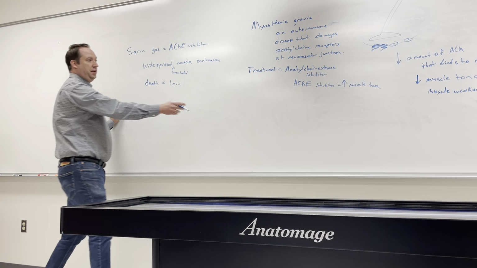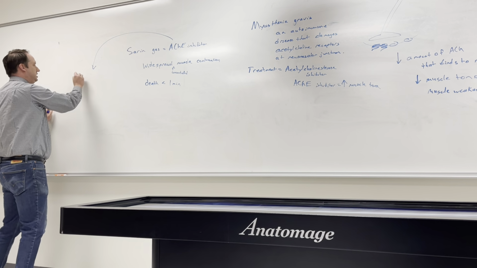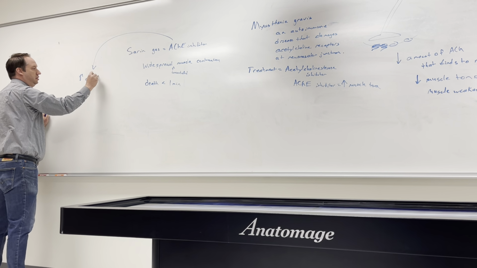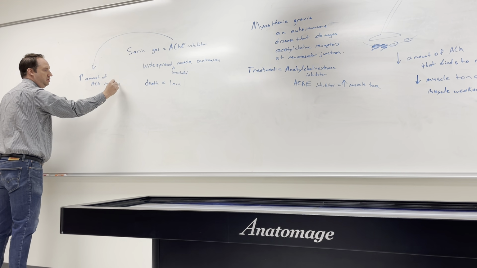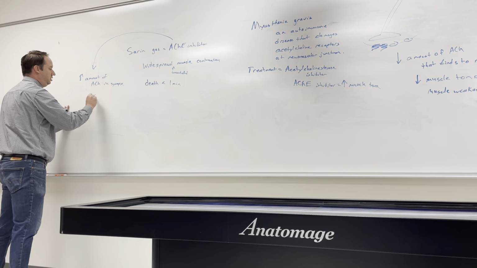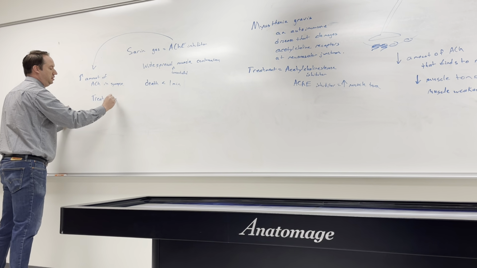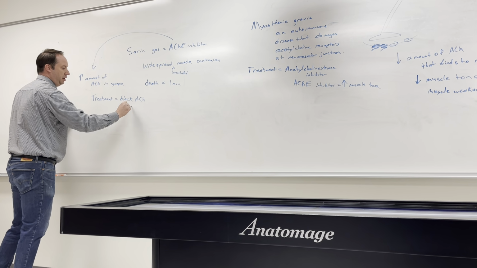So an acetylcholinesterase inhibitor is increasing muscle tone because it's increasing the amount of acetylcholine in the synapse. If there's too much acetylcholine in the synapse and your muscles don't want to relax, we can't put the enzyme back, but we can block the acetylcholine. So here, your treatment is to block acetylcholine. Like atropine.